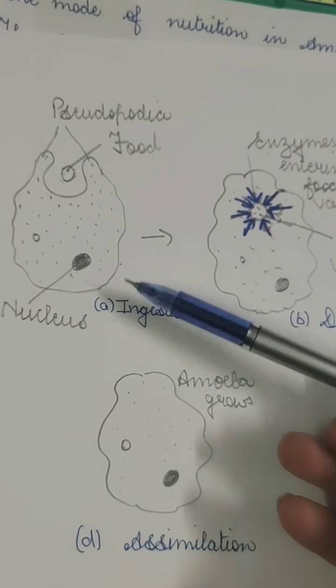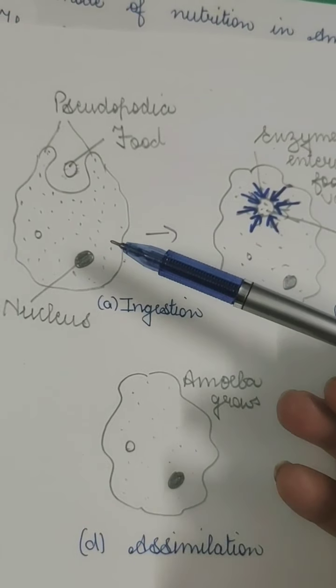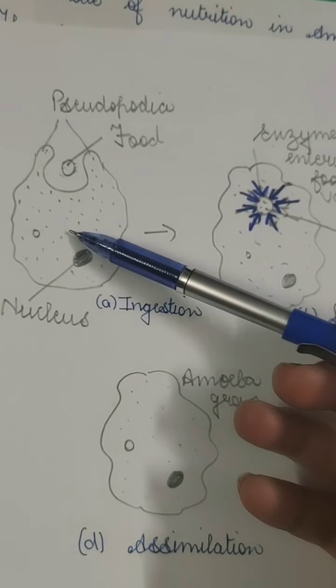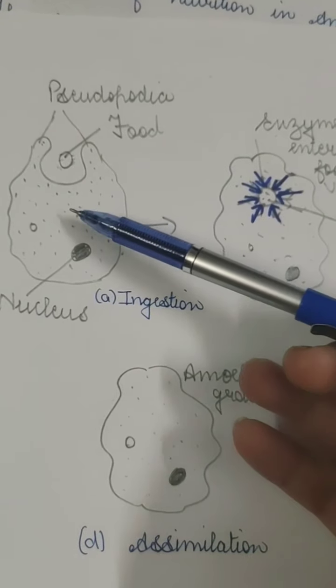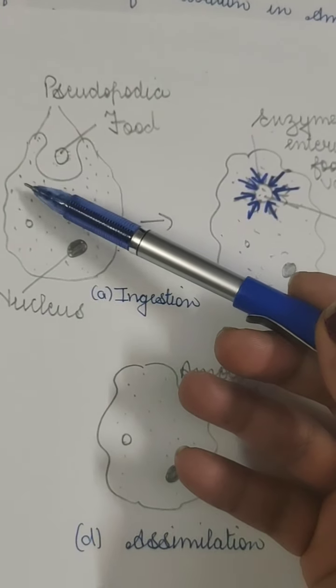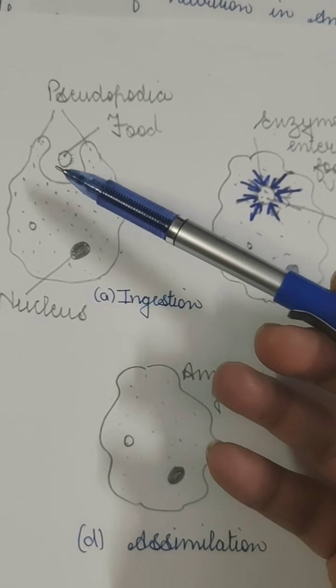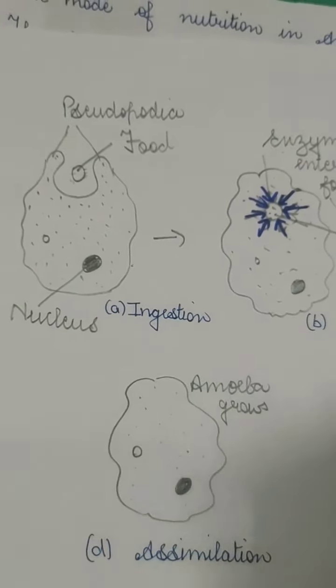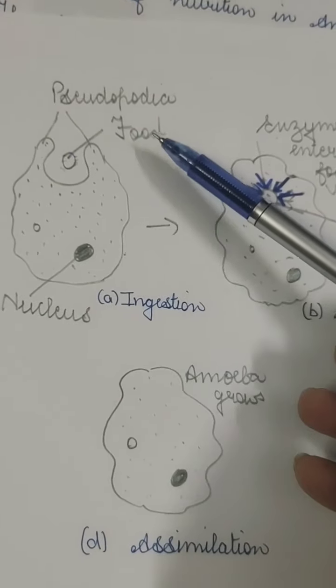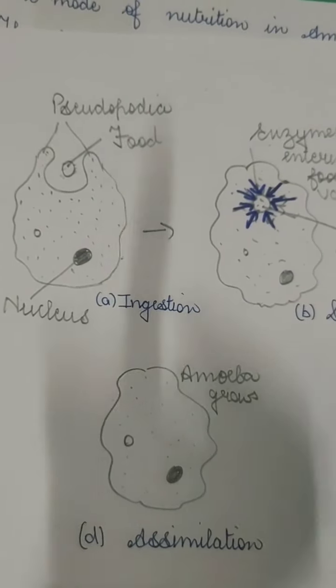So this first step of engulfing the food is called ingestion. Since amoeba is a unicellular organism, it does not have any mouth, so it will develop a pseudopodia. It is an arm like structure which will capture the food, or engulf the food. These are finger like projections which are called pseudopodia.